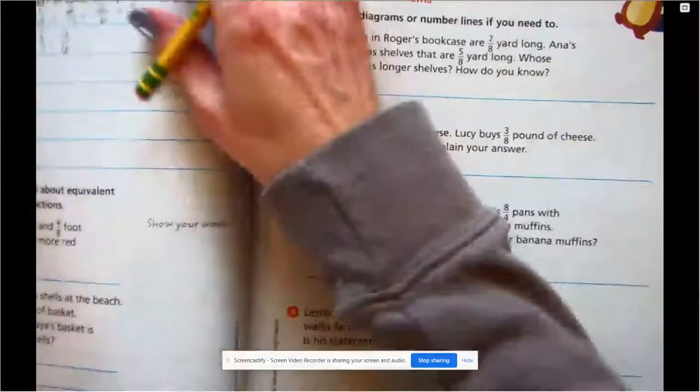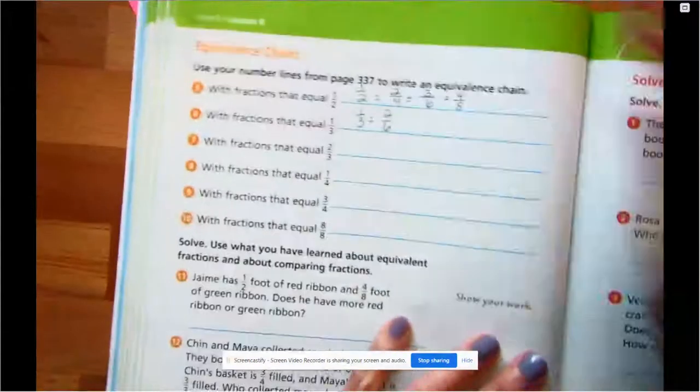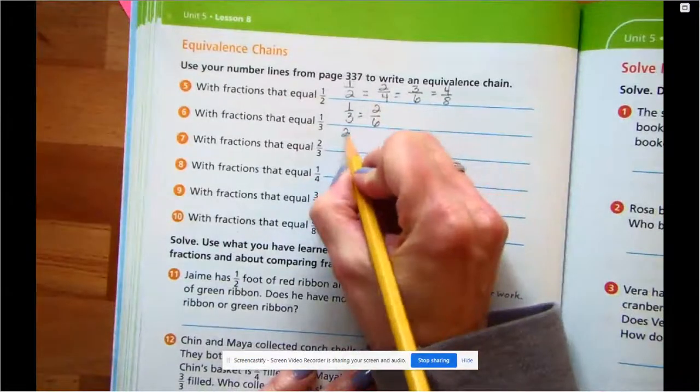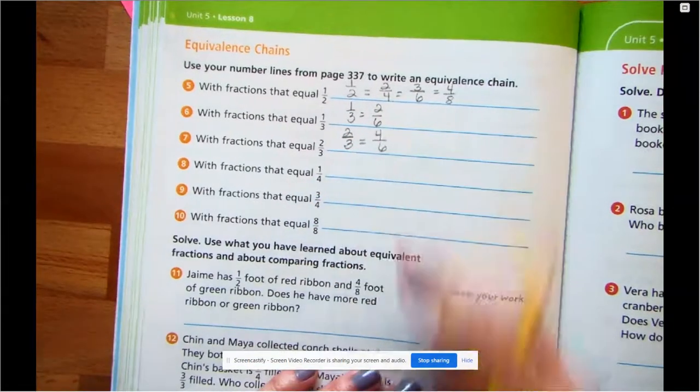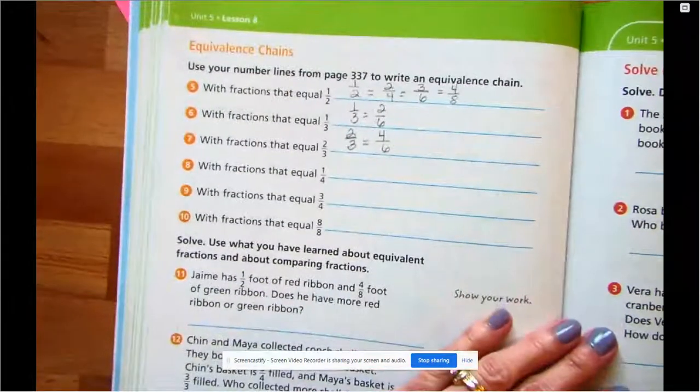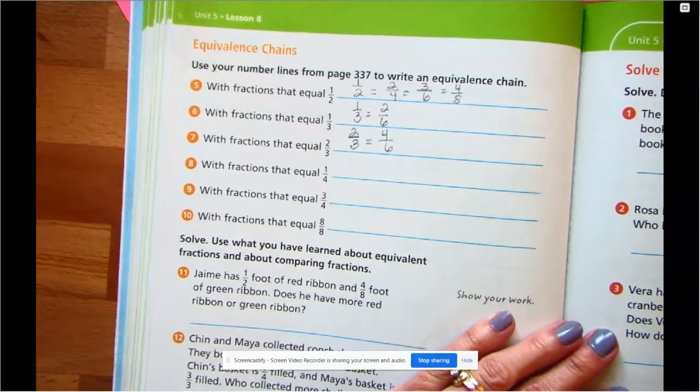So let's write that equivalence chain. I know I'm going back and forth here. 2/3 is equivalent to 4/6. Okay. Now we're going to look at 1/4. What would be the same as 1/4?